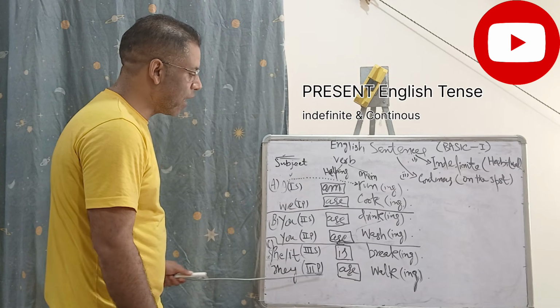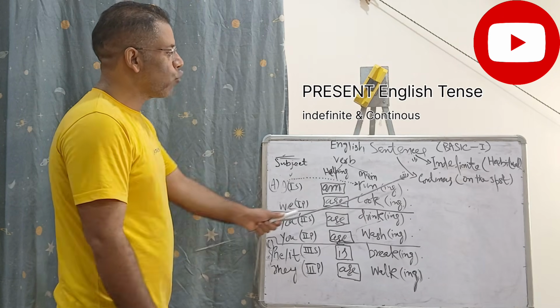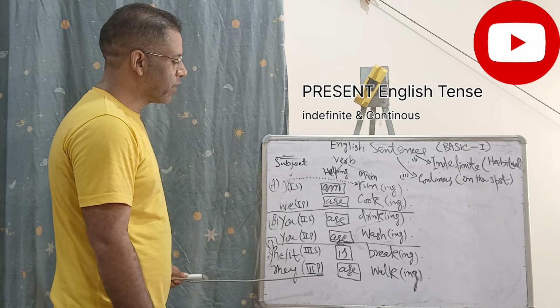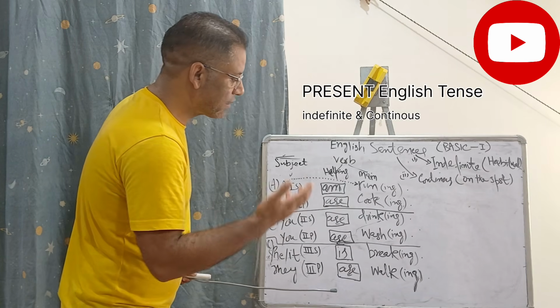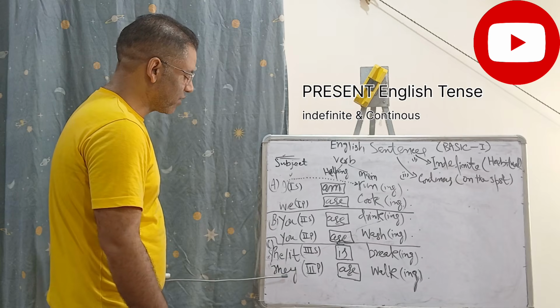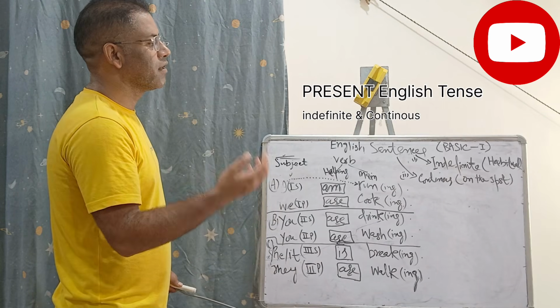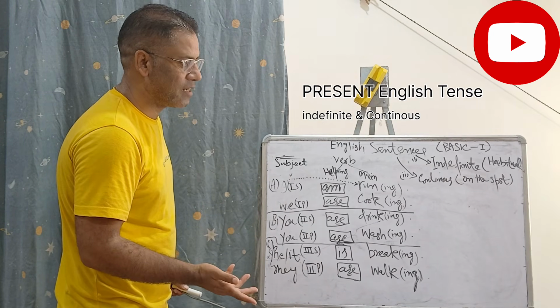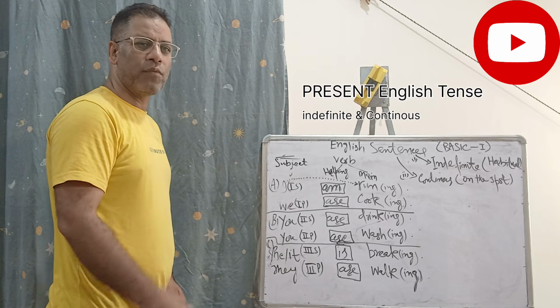When we say that they are walking, that is the continuous part. That means they are walking at the time of speaking. And then we say that they walk. That means this is their habit. Okay, hope that you have understood it and you will rehearse it.